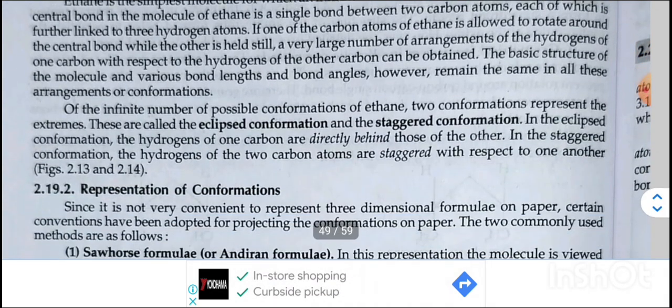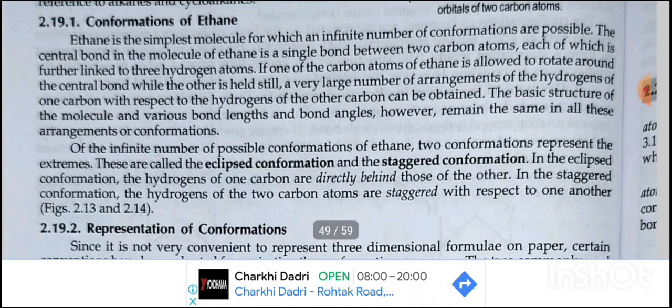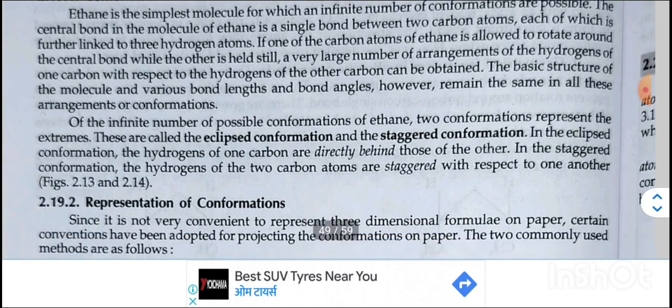Conformation of ethane. Ethane is the simplest molecule for which an infinite number of conformations are possible. The central bond in the molecule of ethane is a single bond between two carbon atoms, each of which is further linked to three hydrogen atoms. If one of the carbon atoms of ethane is allowed to rotate around the central bond while the other is held still, a very large number of arrangements of hydrogens of one carbon with respect to hydrogens of the other carbon can be obtained. The basic structure of the molecule and the various bond lengths and bond angles, however, remain the same in all these arrangements or conformations.